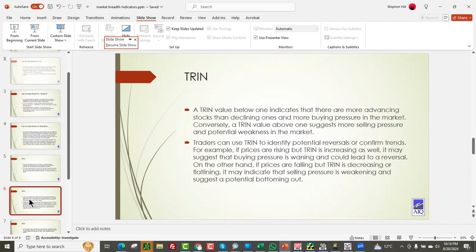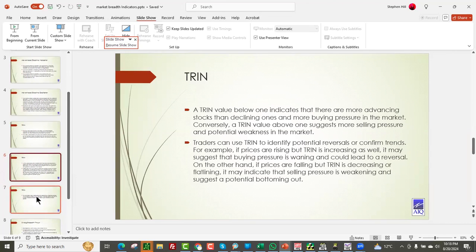And the inverse of that is true. If prices are falling on the Dow and the TRIN value is falling as well, so the indicator is falling, that could be a sign that we're reaching a potential bottom. So it's a little different, and it'll be obvious in the chart in a moment when we get to that.